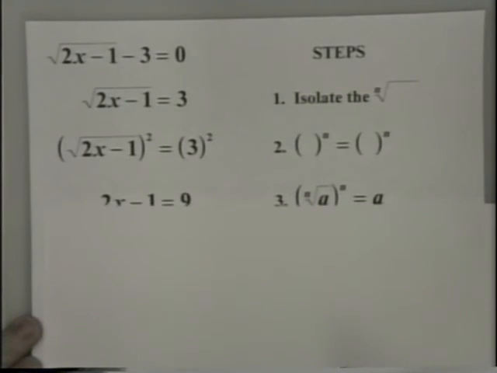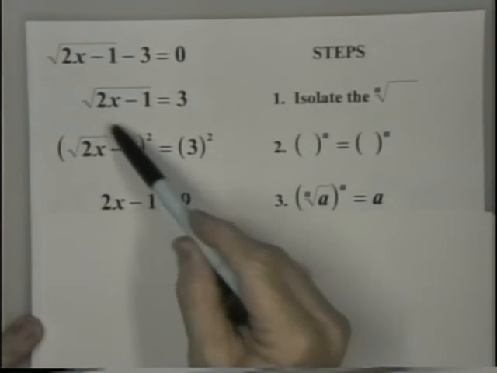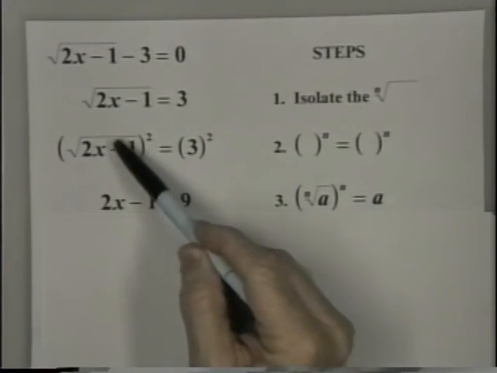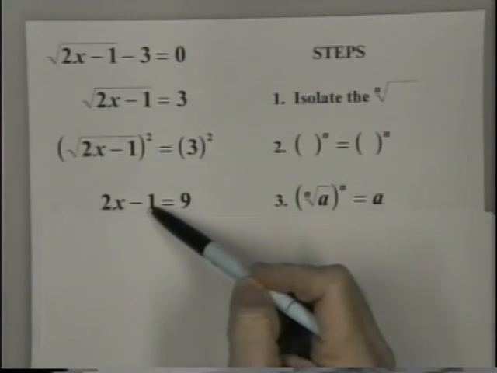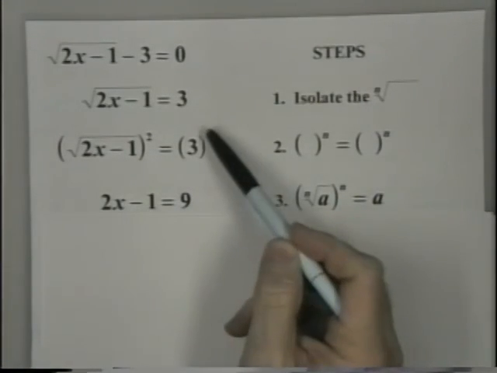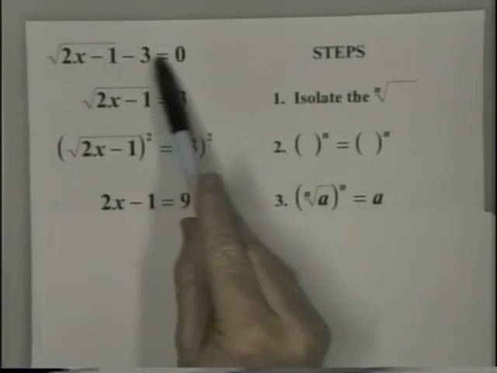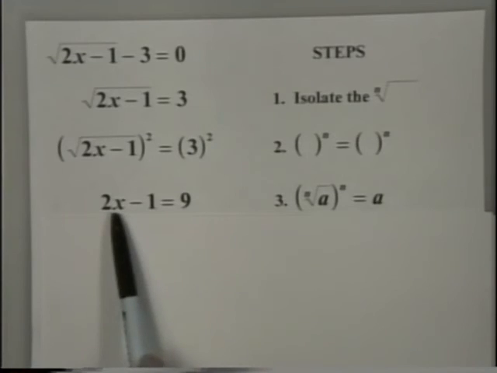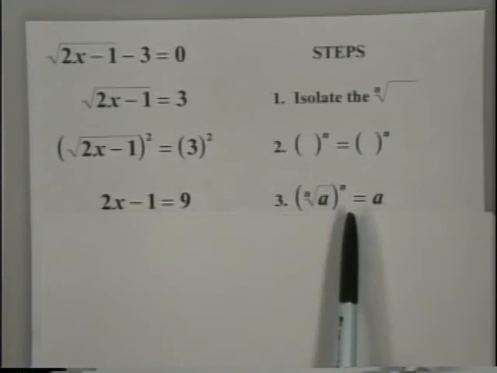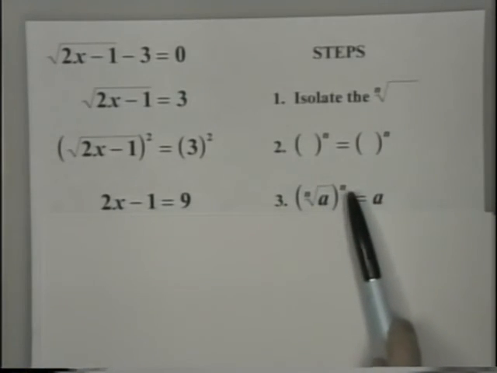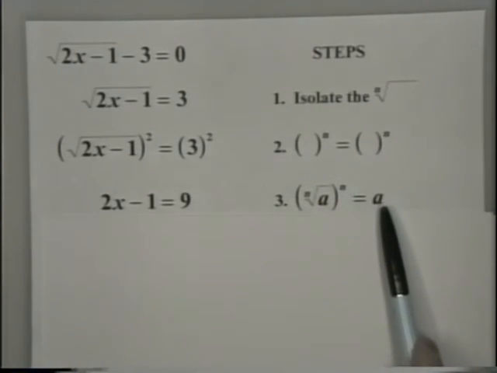On the left side, what are we doing? We're squaring the very number whose square is 2x minus 1. So that's what we get, 2x minus 1. And if you square 3, you get 9. And so we've taken this equation that had a radical in it, and we have now changed it into an equation without a radical. And what we've used is the property of radicals that says that the nth root of A raised to the nth power is A.